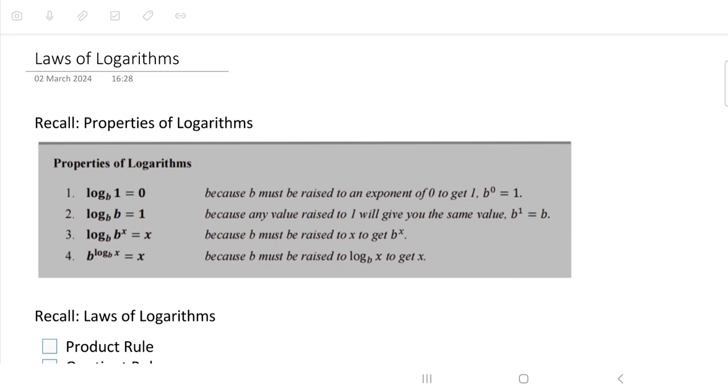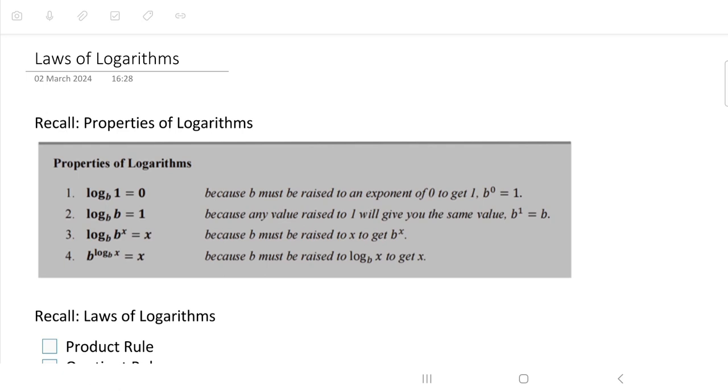If we have log base b of 1, that is automatically equal to 0 because b must be raised to an exponent of 0 to get 1. So remember, b raised to the power of 0, so any base which is a real number, that is automatically equal to 1. Next property, log base b of b is equal to 1 because b raised to the power of 1 is also equal to b.